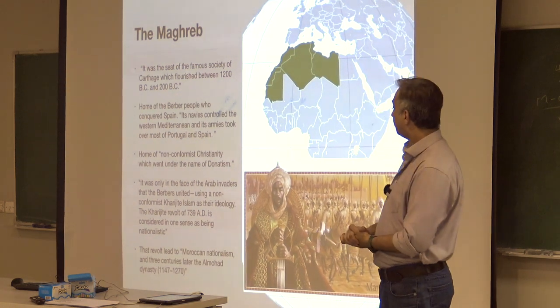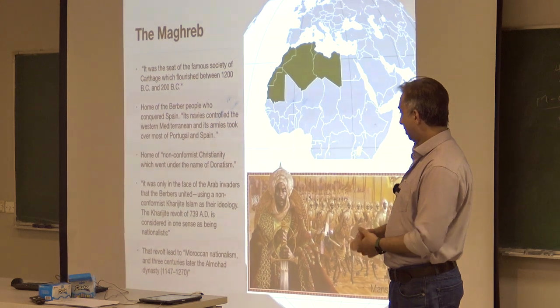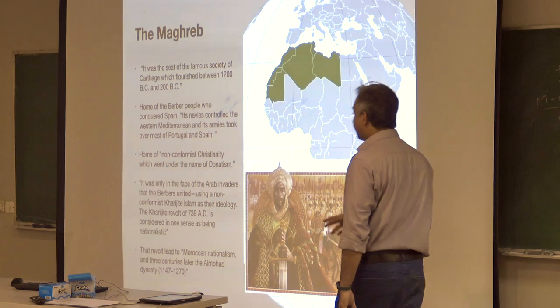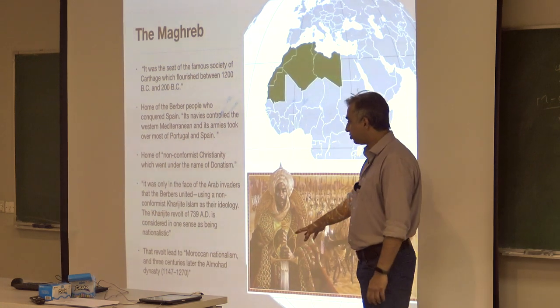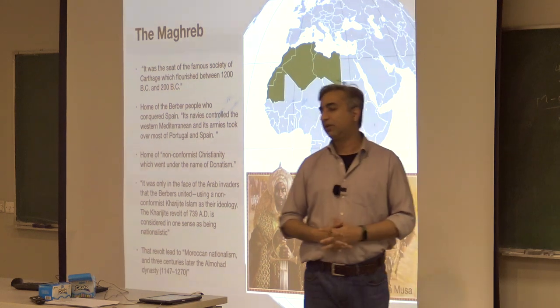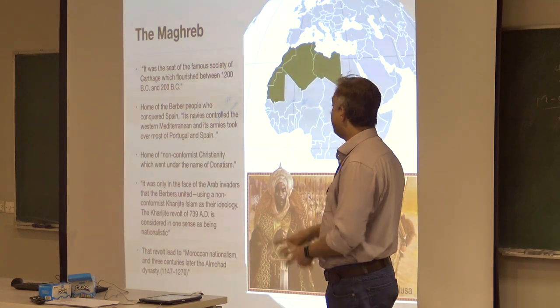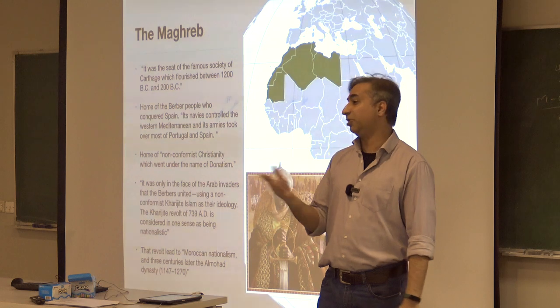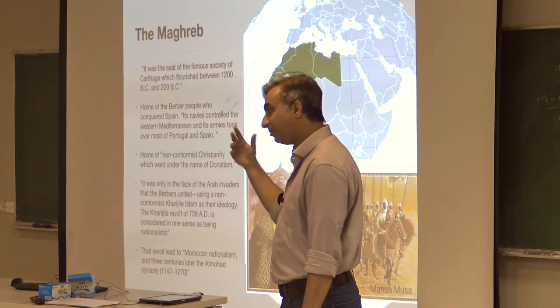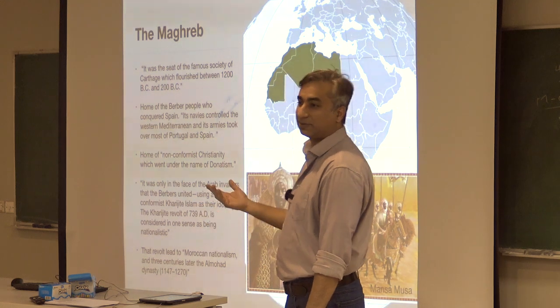The Kharji revolt of 739 AD is considered a nationalistic revolt of the Berber people. That led to the Moroccan nationalism 3 centuries later, and also the rise of the Al-Muhad dynasty, which is a very important dynasty in Islam. Oh, by the way, you might also, may or may not know this, but ek period ke andar yahan pe khilafat bhi rahi hai. Ek alada khilafat yahan pe North Africa ke andar rahi hai. So that's also kind of interesting.